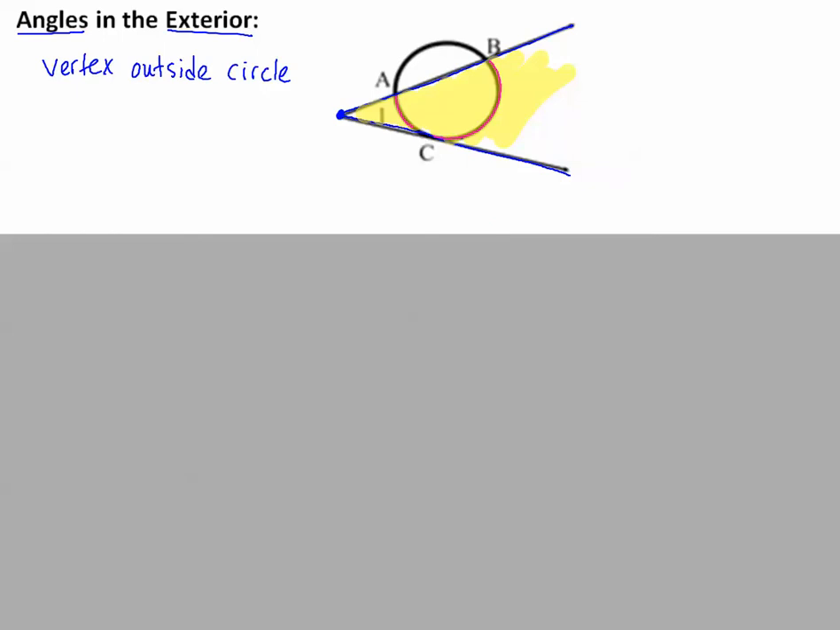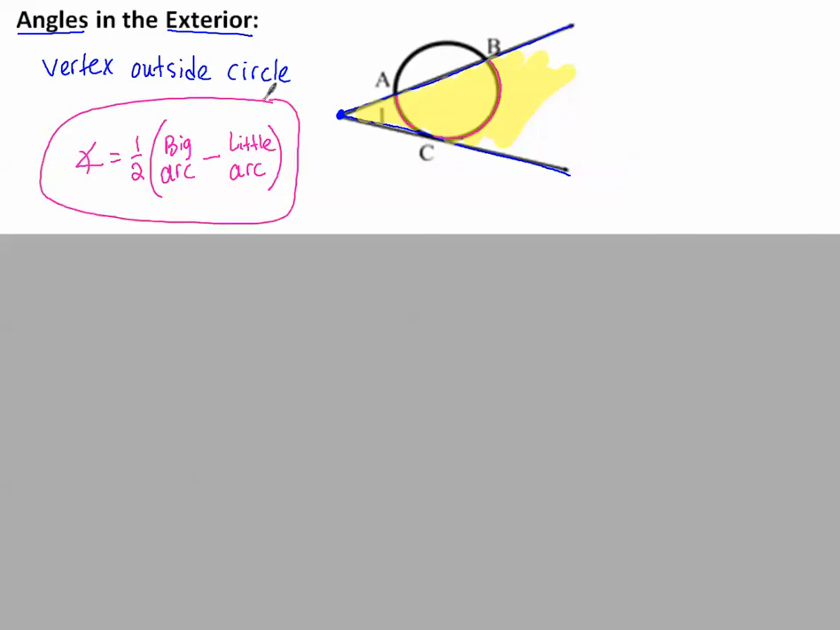This time, we say that the angle is half of big arc minus little arc. And we memorize that. Why big minus little? Because we want a positive measure for the angle. So in this picture, the measure of angle 1 is equal to half of the bigger arc, is this one that's farther away, BC minus the closer one, AC.